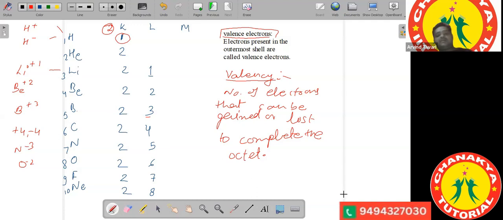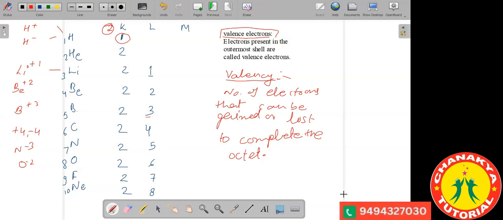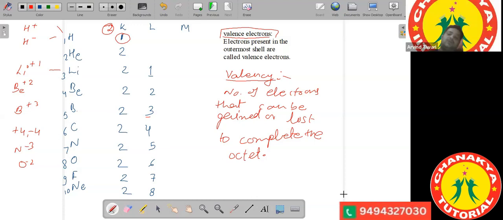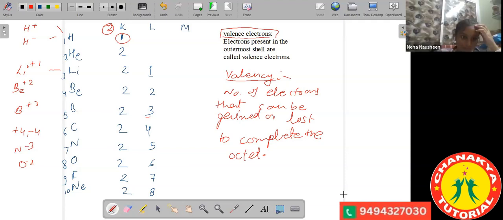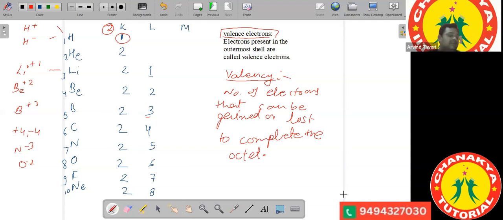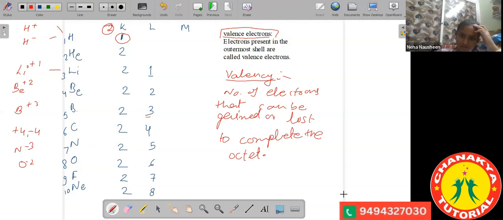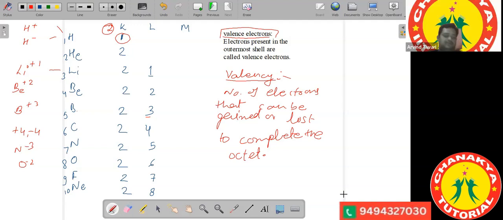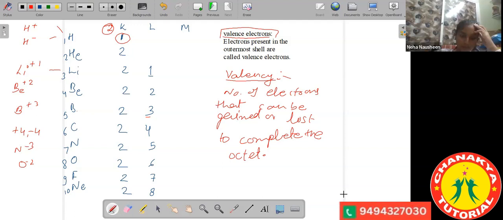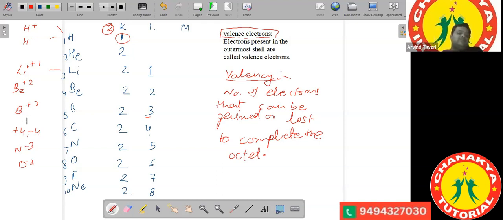Neha, what is the valency of neon? 0, sir. And for fluorine? -1, sir. Okay, fluorine valency is 1 and it will form a fluoride ion with valency -1. So it will form a fluoride ion F minus 1.